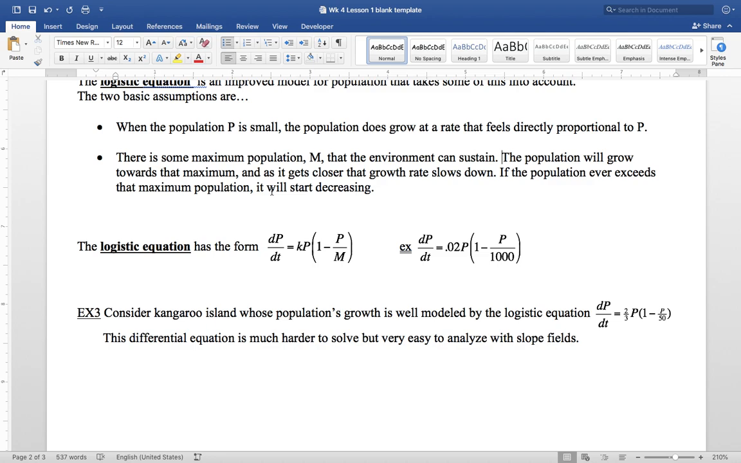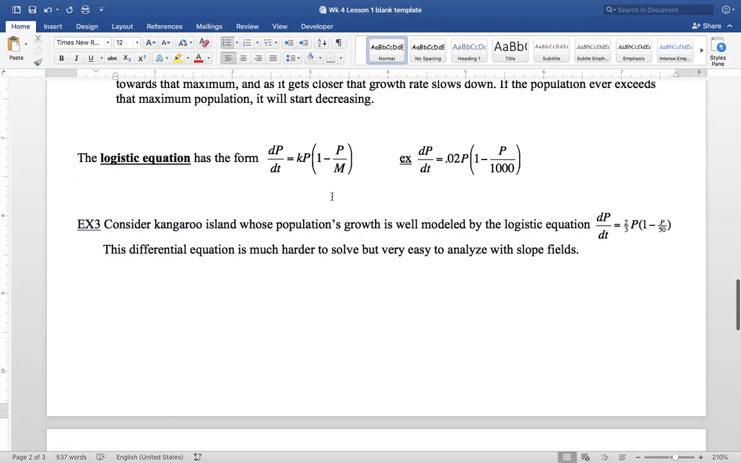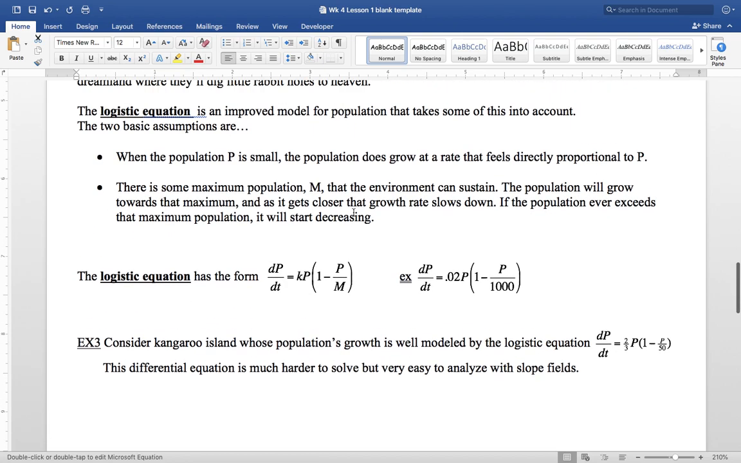Now the question is, how do you model that kind of behavior? It turns out to be pretty easy to model with a differential equation. The differential equation which does that is called the logistic equation, the logistic differential equation. And here's the general form. It looks like this. It's a bit more complicated. And I just want to explain why this differential equation models what it supposedly models. What we're looking for is these two things.